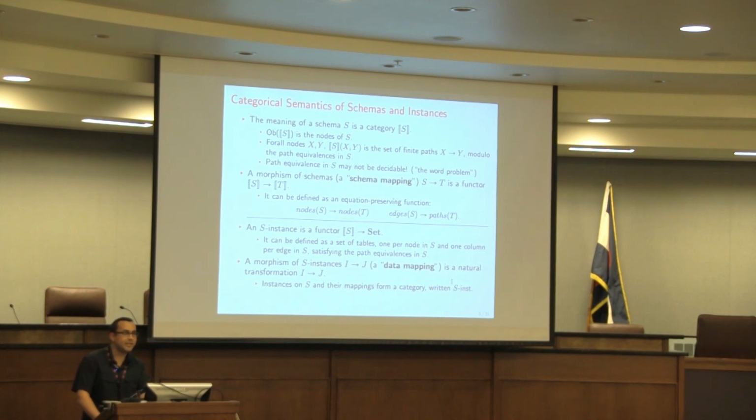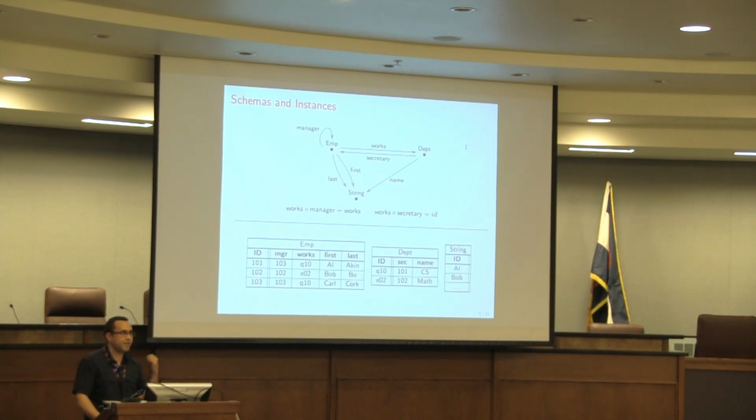Other questions? So when you say modulo the path equivalences in S, is there a category theory notion behind that? Yeah, so the question was, what do you mean by modulo the path equivalences in S? And that does unfold to a larger definition. So essentially what we have here is a finitely presented category. So you can have a finitely presented group or a finitely presented monoid or what have you.